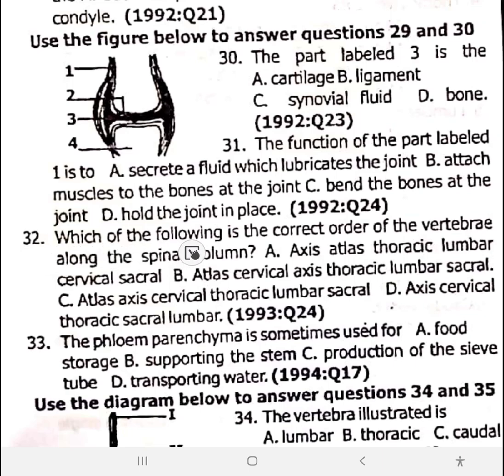32. Which of the following is the correct order of vertebrae along the spinal column? Don't forget atlas first before axis. Atlas, axis. Option C. 32 is option C.